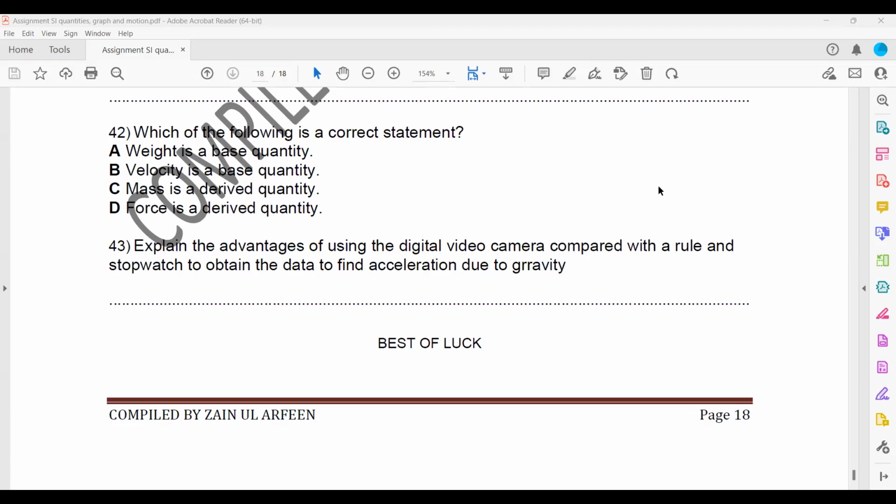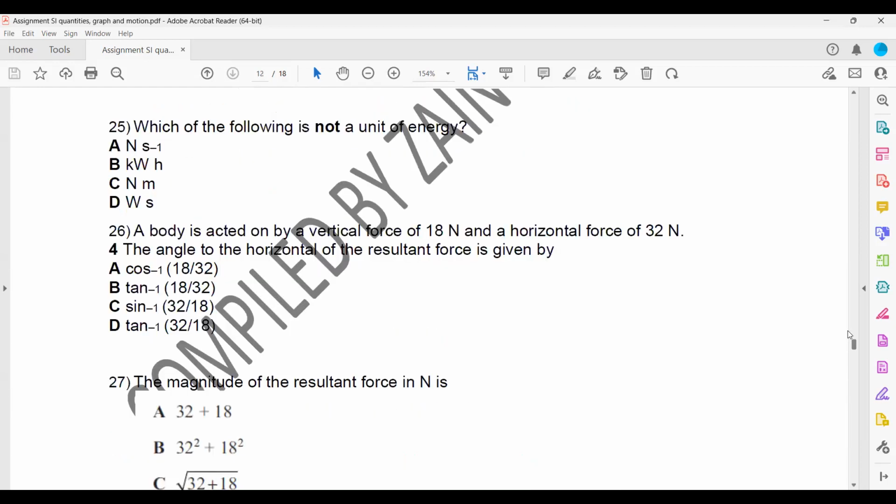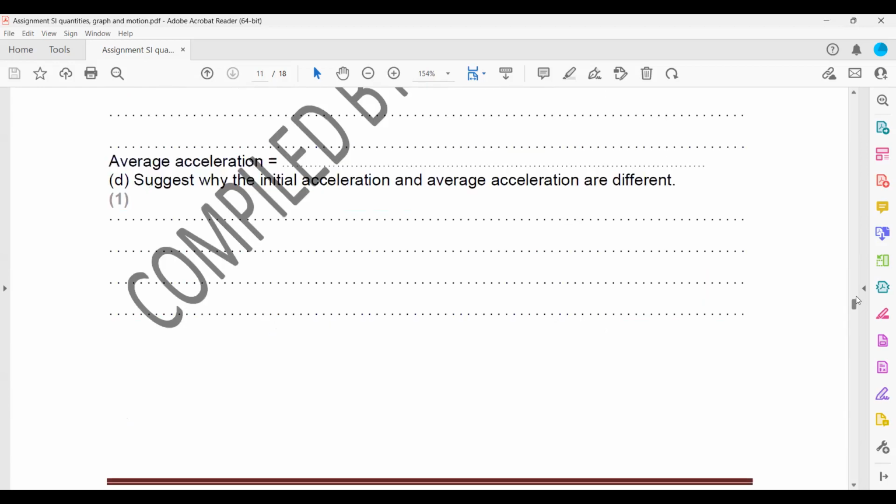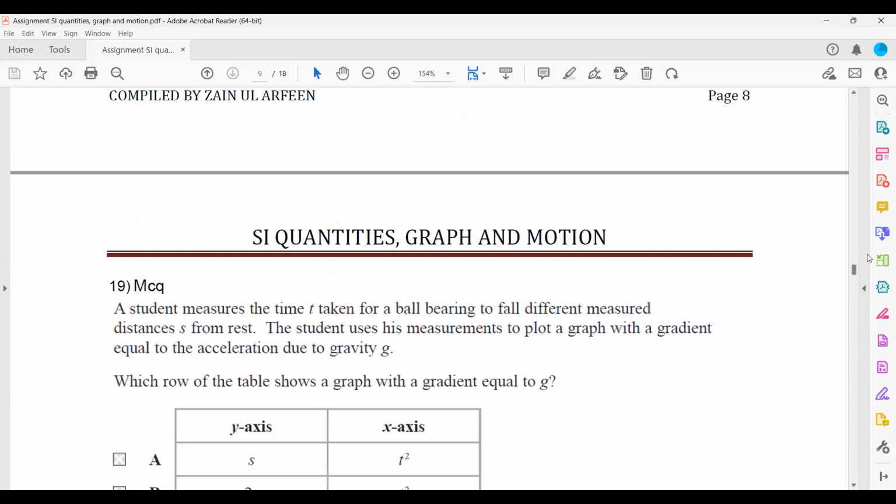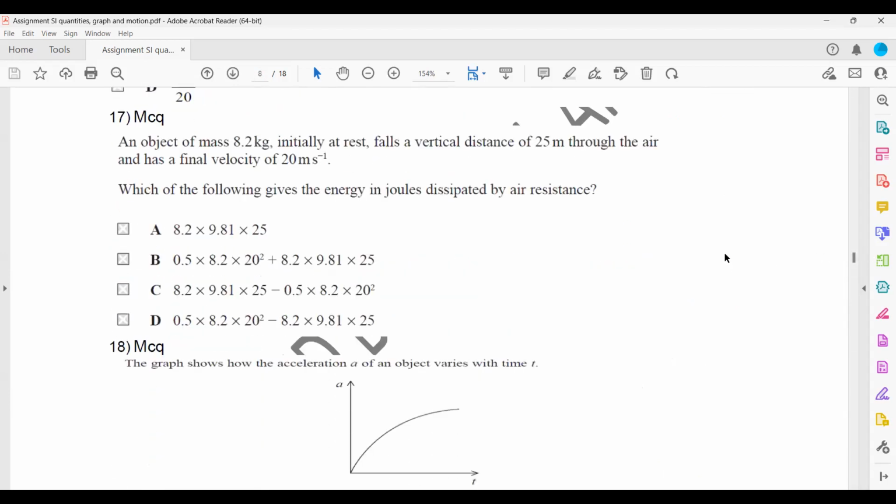Then multiple choice question 17. In this question, an object of mass 8.2 kilogram, which is initially at rest, so initial velocity is 0, falls vertically through a distance. The final velocity is 20. Which of the following gives the energy in joules dissipated by air? Like how much energy is being lost?